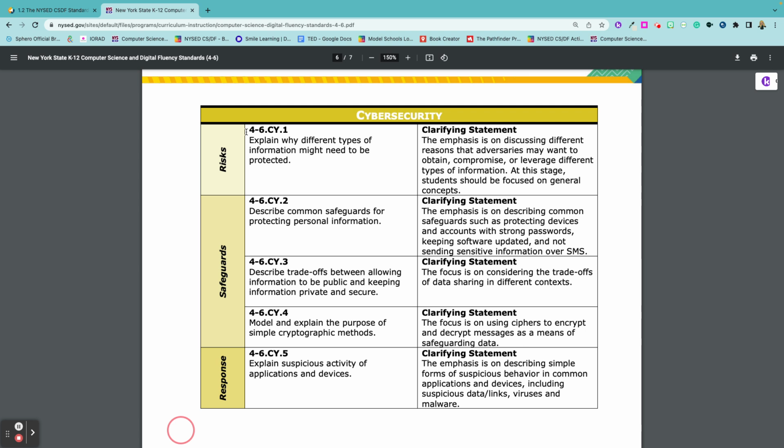And we're going to take a look within each of these standards to see what they're asking us to do. The first one for cybersecurity is for risks, and the standard says explain why different types of information might need to be protected.